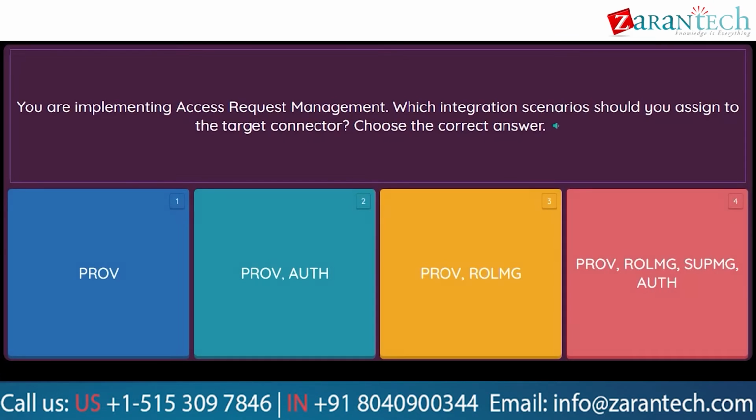Question: you are implementing Access Request Management. Which integration scenarios should you assign to the target connector? Choose the correct answer. Option 1 PROV. Option 2 PROV, off. Option 3 PROV, wrong. Option 4 PROV, wrong, sub, off.